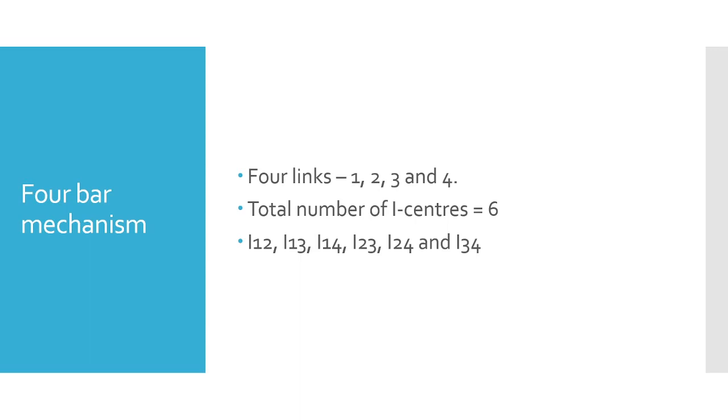Link 2 has centers with 1, 3 and 4. So 1 is already mentioned, therefore we'll start with 2, 3 and 2, 4. Then 3 also has 1, 2 and 4. So 1 is here, 2 is here, 4 is here. Then 4 also the same. So there will be a total of 6 centers. Okay.